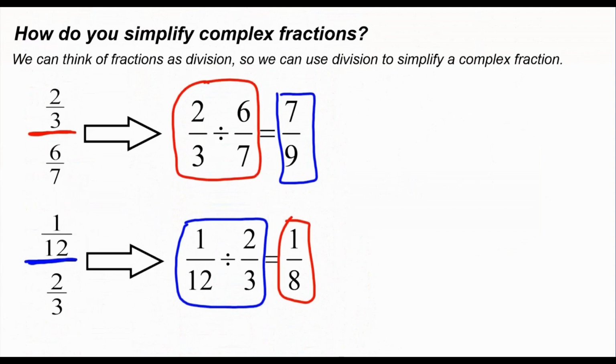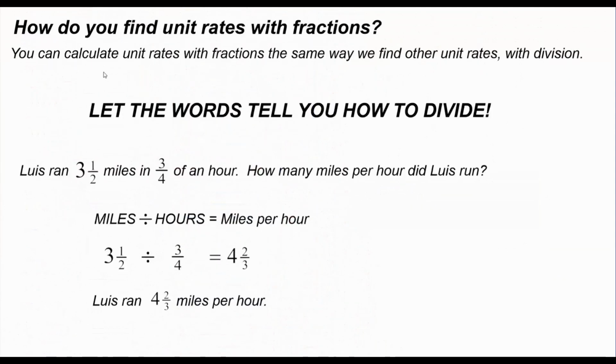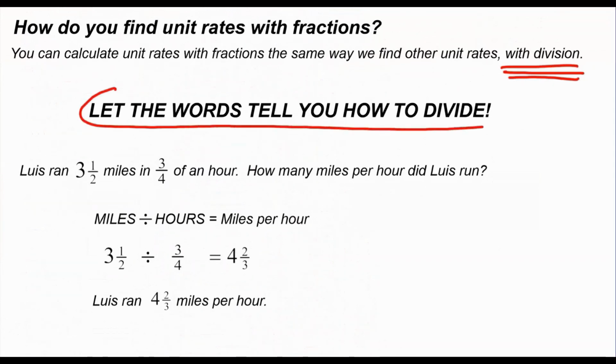So what happens when we have fractions and mixed numbers when we're trying to find unit rates? Well, again, you can calculate unit rates with fractions the same way we find other unit rates, and that is with division. We're going to divide the numbers to find a unit rate, and again, we're going to let the words tell you how to divide. That's how you find a unit rate. Let the values of the units tell you which direction you should divide the numbers.